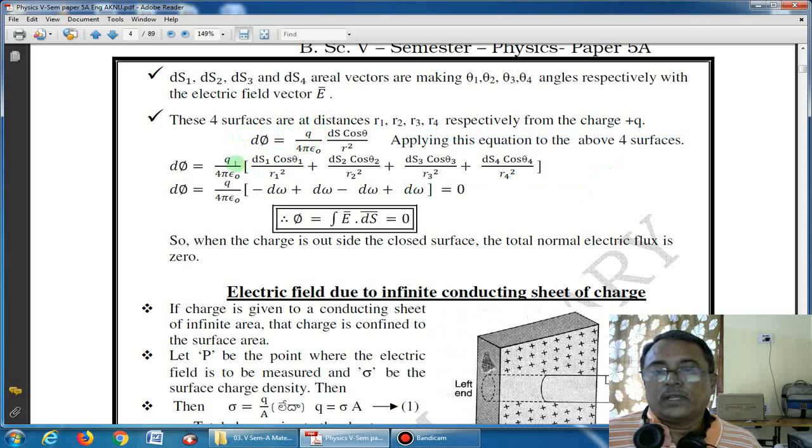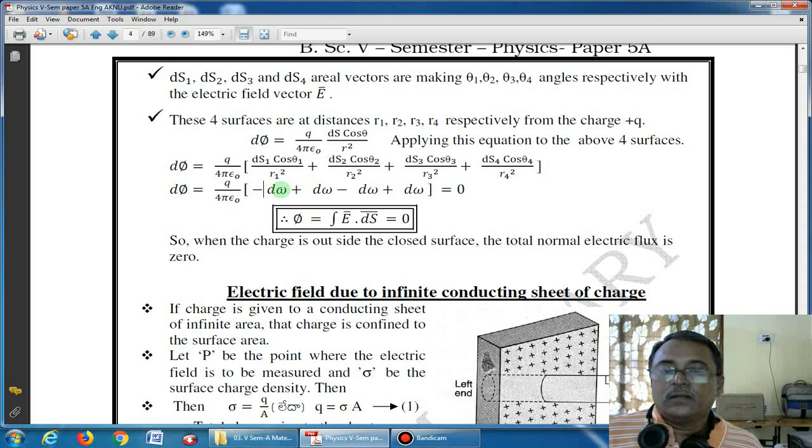and applying this equation to the four surfaces, that is ds1, ds2, ds3, ds4, then q by 4 pi epsilon naught ds1 into cos theta 1 by r1 square. Similarly, ds2 into cos theta 2 by r2 square plus ds3 into cos theta 3 by r3 square plus ds4 into cos theta 4 by r4 square. Then substituting the solid angle subtended due to all these four surfaces, this solid angle is same.